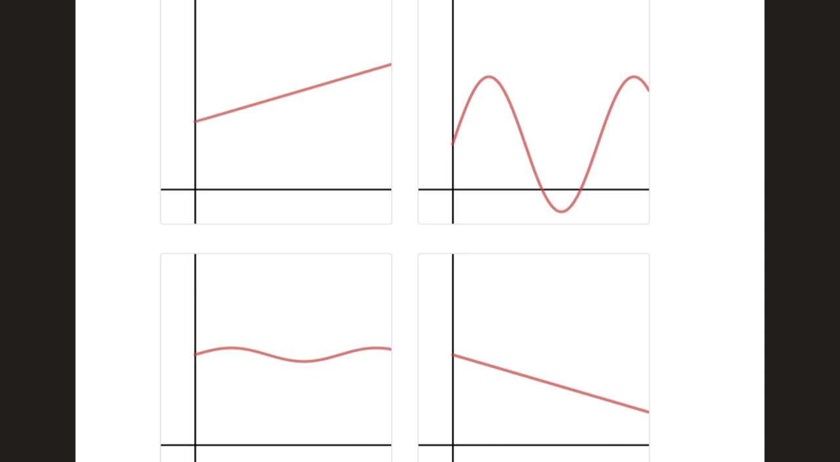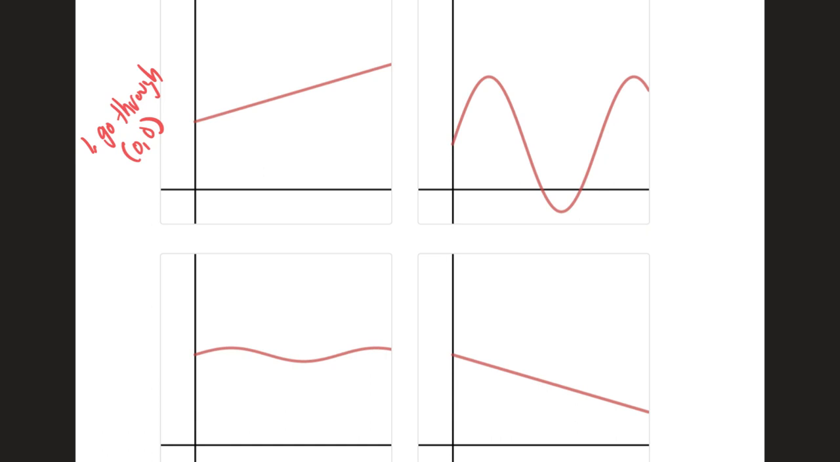For a graph to be proportional, we need two things to happen. First, it has to go through the point 0, 0. Number 1 does not go through 0, 0. Actually, number 2 does not as well. Number 3 and number 4, none of these go through 0, 0, so that is one reason why none of these are proportional.